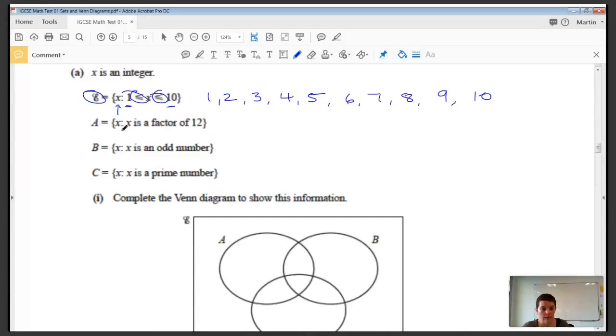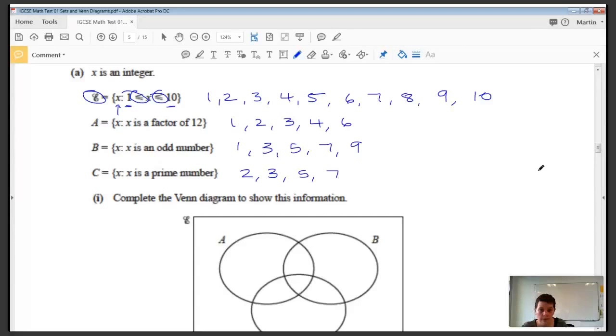Then A. A is a set such that x is a factor of 12. Okay, so we have 1, 2, 3, 4, and 6. 12 doesn't count because remember, our universal set is all our numbers and it only goes up to 10. Okay, so then we have to look at B, our odd numbers. So 1, 3, 5, 7, and 9. And set C is defined so that x is a prime number. So there we would have 2, 3, 5, 7. That's all of them. Yes.